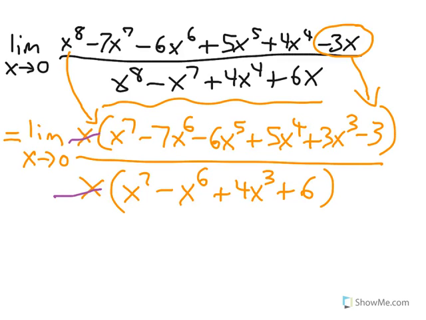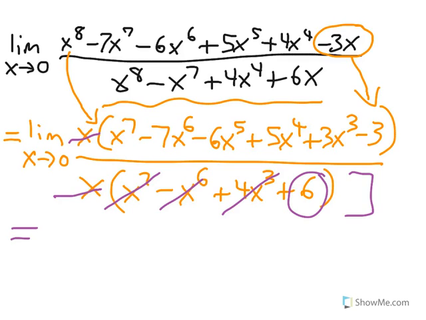Now, again, at every step of the limit we say, is there a problem? Is the bottom going to 0? Well, if you look at our new denominator, if you plug in 0, this will go to 0, this will go to 0, this will go to 0, but this will not, because there's no x here. So the bottom's going to 6, not 0, so we're good to go. Once that happens, you can just plug it in.